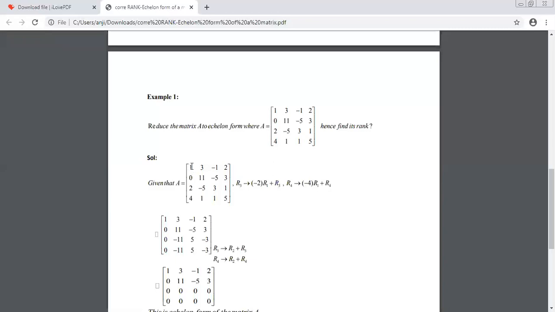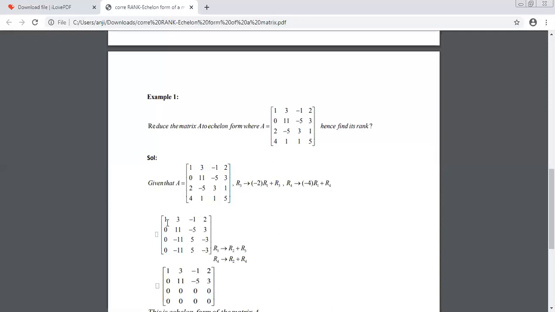Here, the first non-zero element is 1, no zeros are there. In the second row, the first non-zero element is 11. How many zeros are there before 11? One zero is there. That means the next row needs a minimum of 2 zeros. What about the fourth row? The fourth row also needs a minimum of 2 zeros or more. So for that, I am applying row operations. First, to make this element 0, R3 implies R3 minus 2R1, R4 implies R4 minus 4R1.